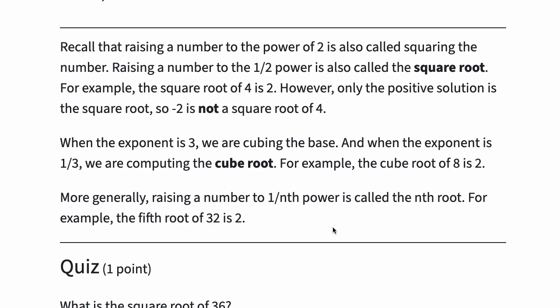When the exponent is 3, we're cubing the base. And when the exponent is 1/3, we're computing the cube root. For example, the cube root of 8 is 2. More generally, raising a number to the 1/nth power is called the nth root. For example, the 5th root of 32 is 2.